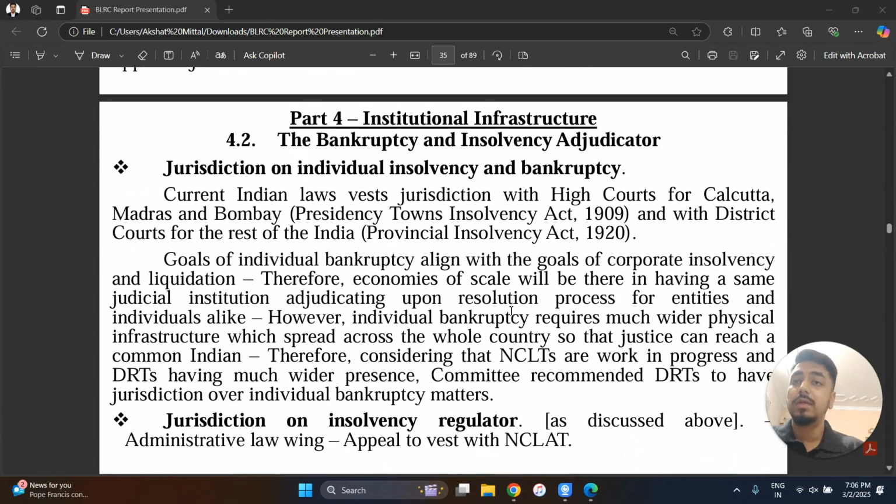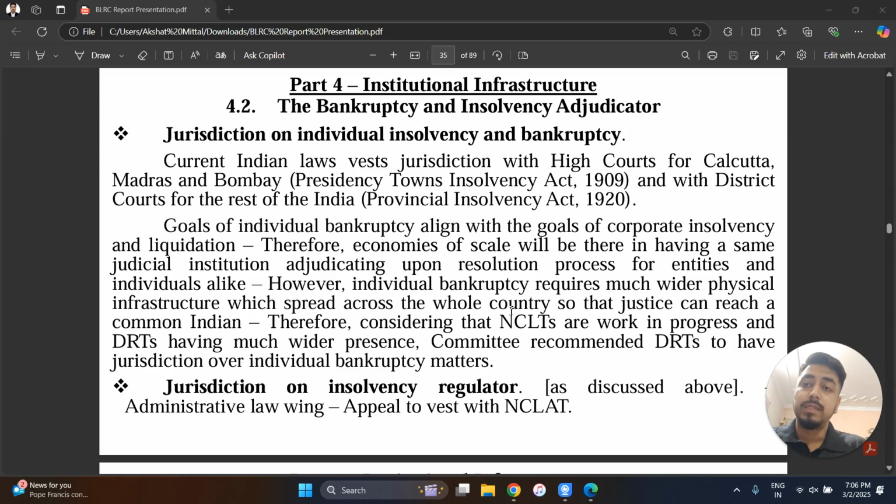But when it comes to individual insolvency and bankruptcy, earlier there were two major acts: the Presidency Towns Insolvency Act of 1909 and the Provincial Insolvency Act of 1920. These acts were pre-independence era acts, and they are still in force because Part 3 of the IBC has not yet been notified with respect to individuals and partnership firms. So this committee discussed that the primary goal of insolvency resolution proceedings for a company and for an individual is similar, but the institutional framework required for individual insolvency will be much larger.